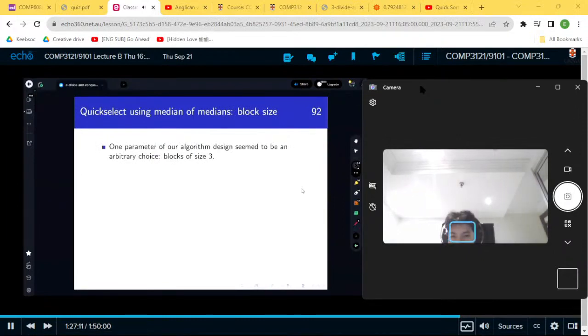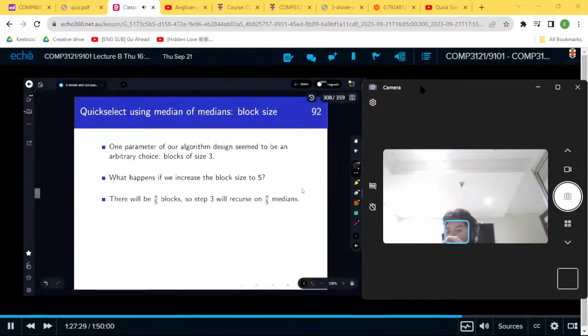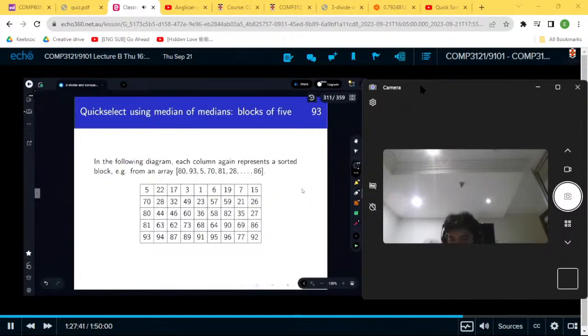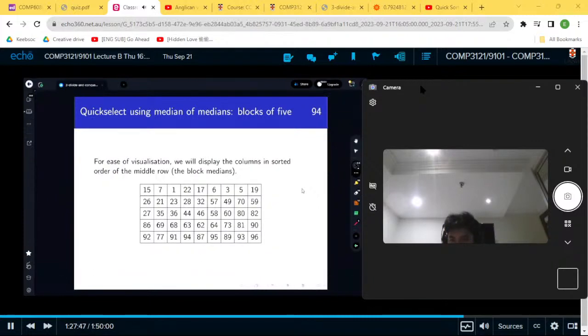There's one arbitrary choice that we made, which is we chose blocks of size 3. The suggestion here is that maybe we should increase the block size to 5, maybe to square root of n. Let's try with 5. Okay. So we have n-fifths blocks. This is not sorted. Let's sort them. So now we have these blocks of size 5, right? So the median of medians of these blocks will be over here.